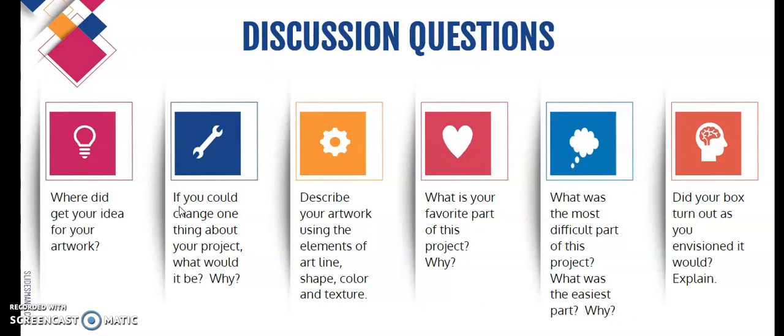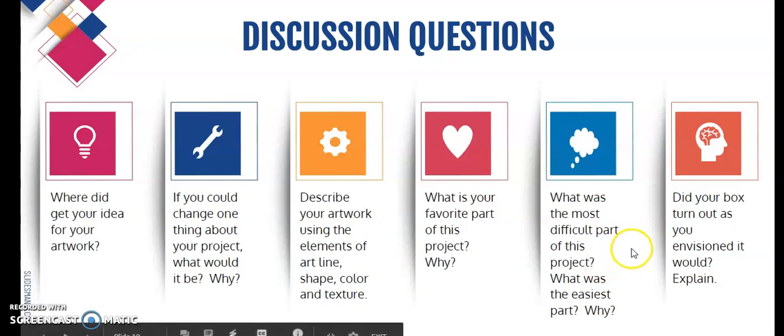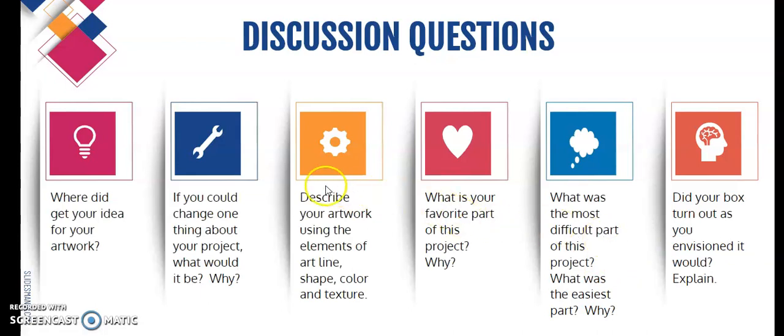For our discussion questions this week, join us for the live office hours. Where did you get your idea for your artwork? If you could change one thing about your artwork, what would it be and why? Describe your artwork using the elements of art: line, shape, color, and texture. And what is your favorite part of this project and why? What was the most difficult part of this project? What was the easiest part? Why? Did your box turn out as you envisioned it would? And this one, I'd like for you to explain why.